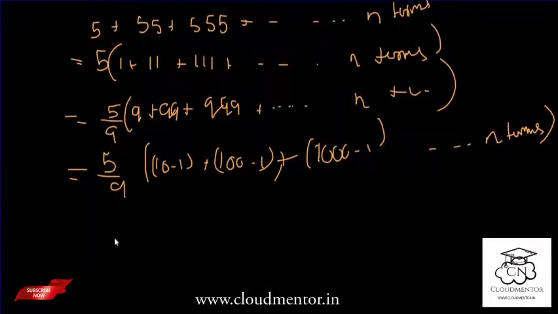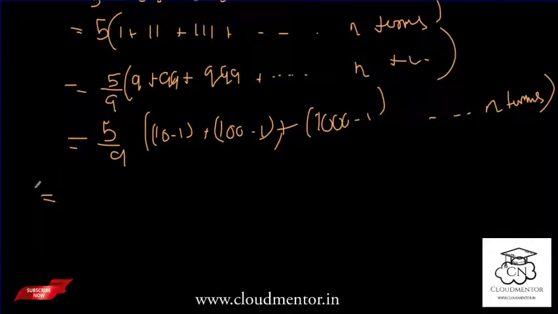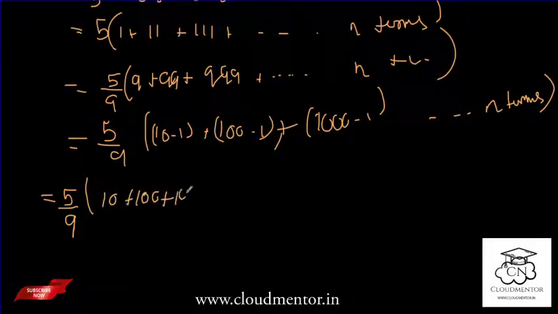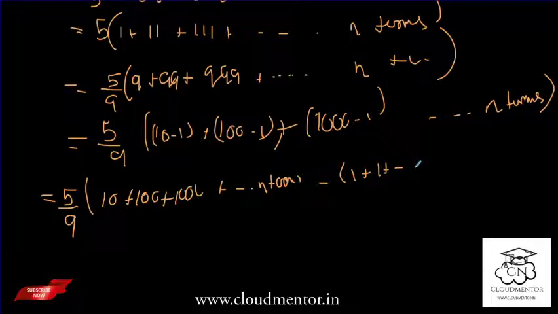That's it. And now we can write 5 by 9 of 10 plus 100 plus 1000 plus up to n times in the first part. That is 10 plus 100 plus 1000 plus etc. up to n times, and the whole minus 1 plus 1 plus etc. up to n times. Okay, that's it.